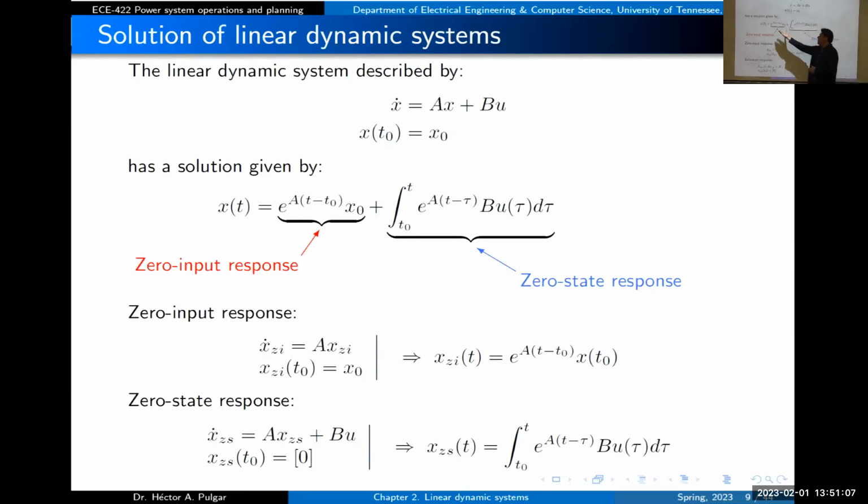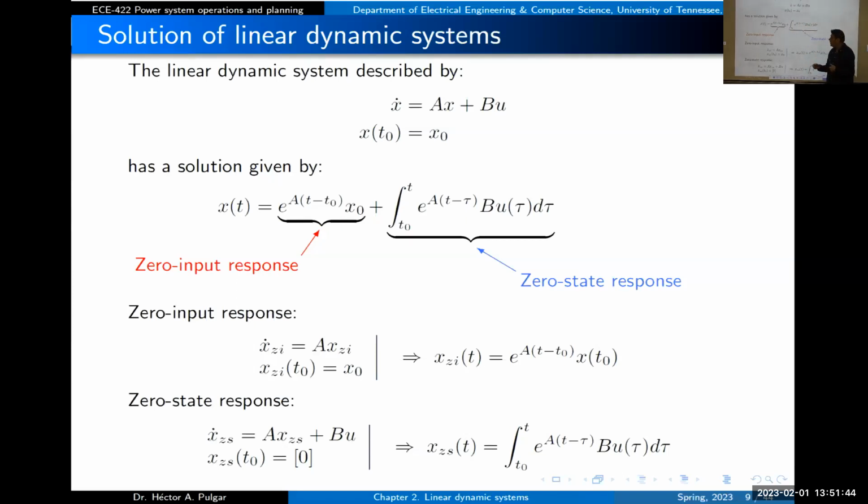solution. So this first part is called the zero input response, because when the system has an input that is zero, this integral becomes zero. So we just have this as the solution of the state variable. On the other hand, we call these the zero state response, because if the energy stored in all the components that can store energy in the system is zero, then the initial condition here will be zero, and this term disappears from the solution. And all that we have is the second part, zero state response.